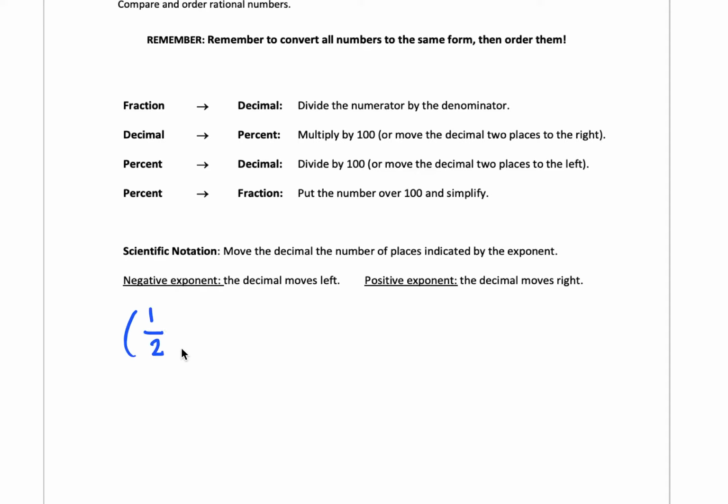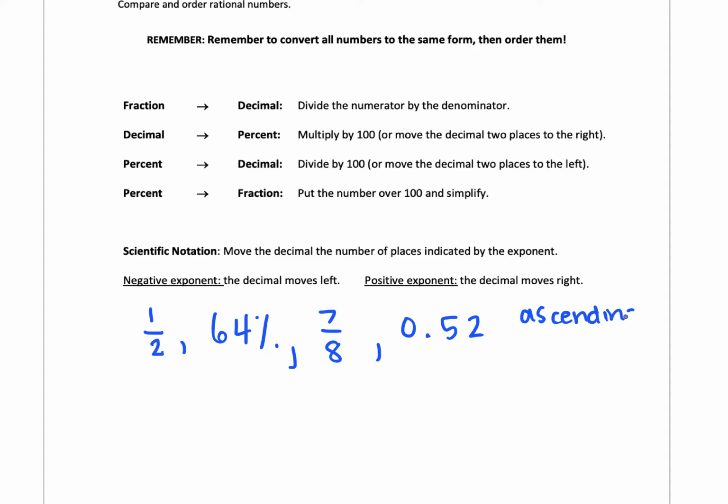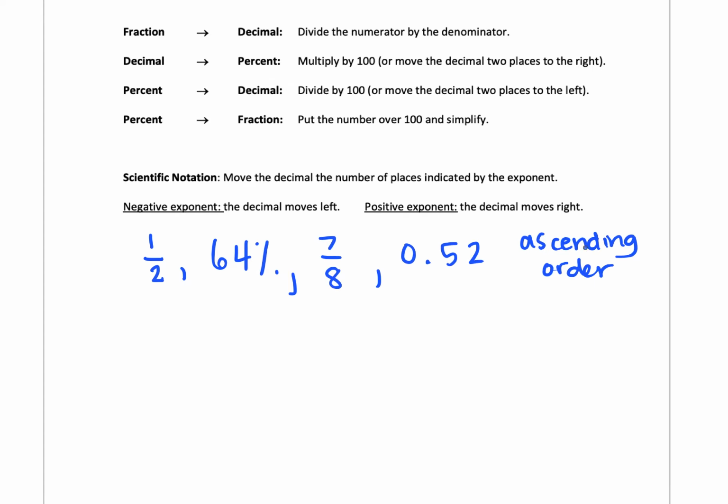So we'll do an example here, and we'll say, here's a list of numbers. We have 1/2, we can have 64%, we'll have 7/8, and maybe 0.52. And we're going to put these in ascending order. So ascending order just means that it's going up. So you can think of if you're ascending the stairs, you're going up the stairs, whereas descending order means you're going down. So if we have ascending order, we're going from the bottom to the top, so smallest to greatest.